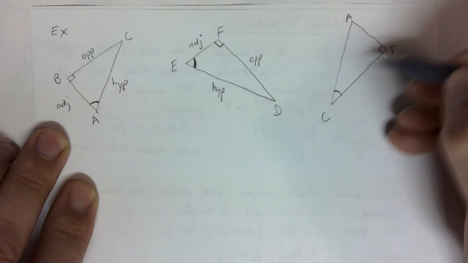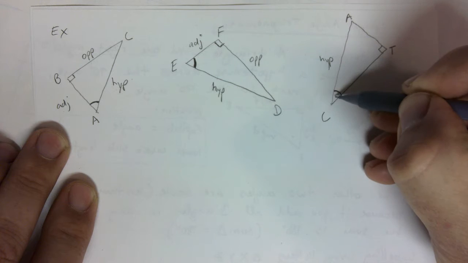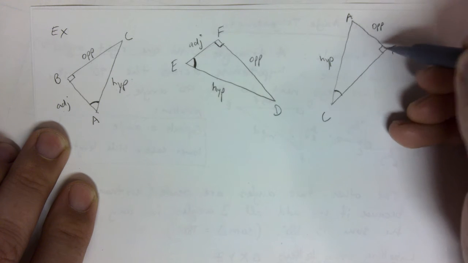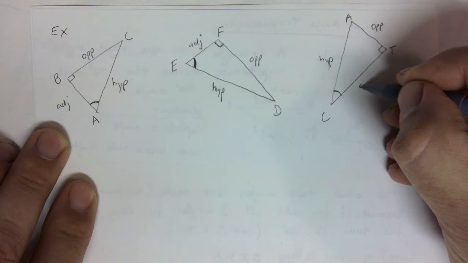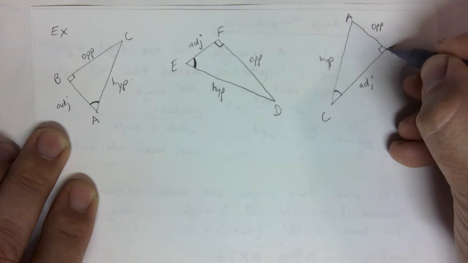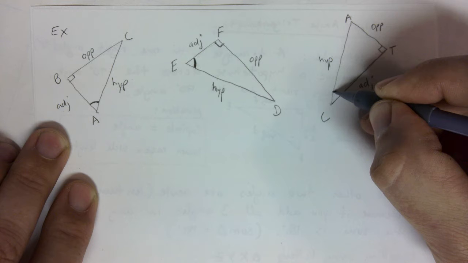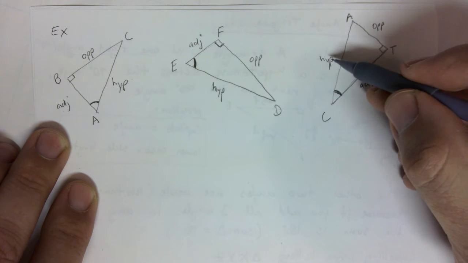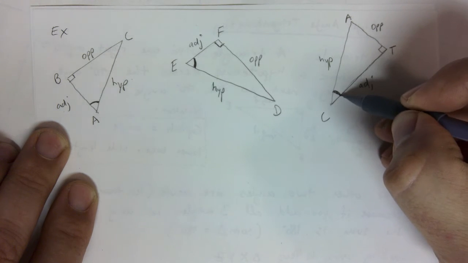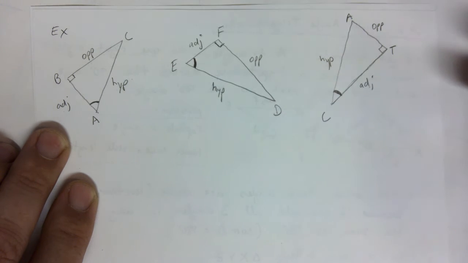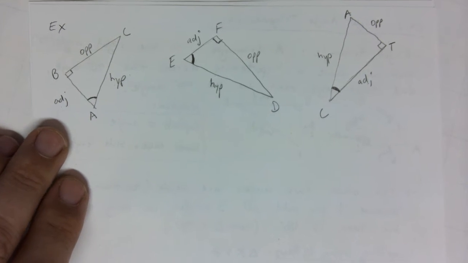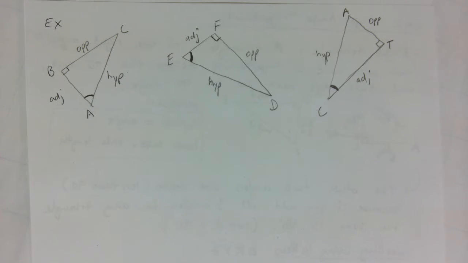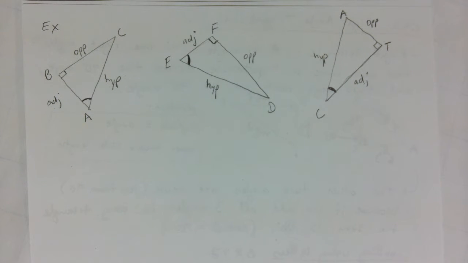Last one, this is the hypotenuse. This is the opposite. And this is the adjacent. Notice that the adjacent is touching the reference angle in this case. So the hypotenuse and the adjacent touch the reference angle. Okay. That's another way of knowing whether or not you're on the right track here. Okay, so we'll go on to the trig ratios.